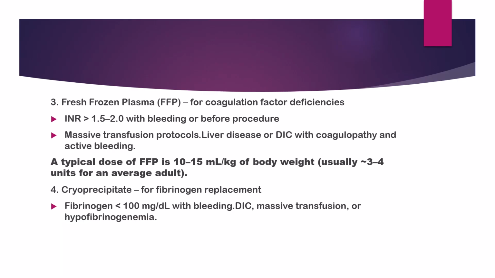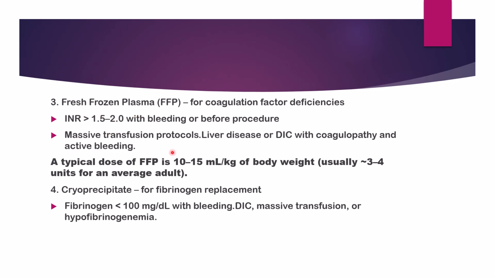So next thing is fresh frozen plasma or FFP. FFP is commonly transfused for coagulation factor deficiencies. The normal INR ratio is 0.8 to 1.2. If the INR is greater than 1.5 to 2 with bleeding or before surgery, we have to transfuse FFP in those cases. If the patient is planned for any procedure, first of all, we need to transfuse FFP to normalize this INR ratio.